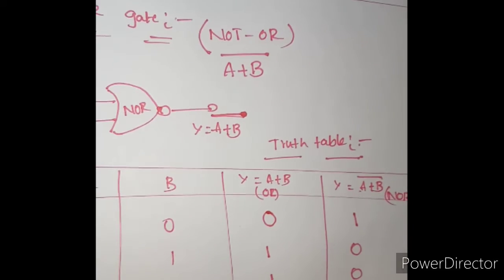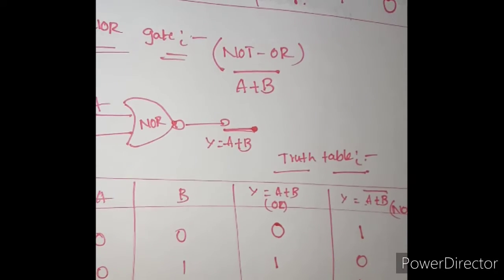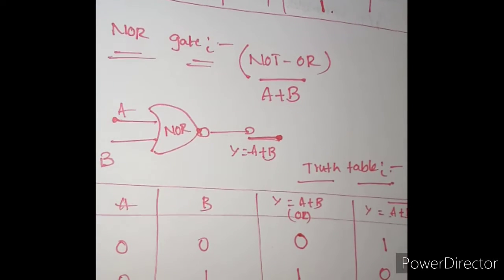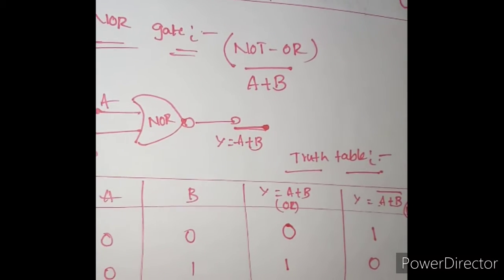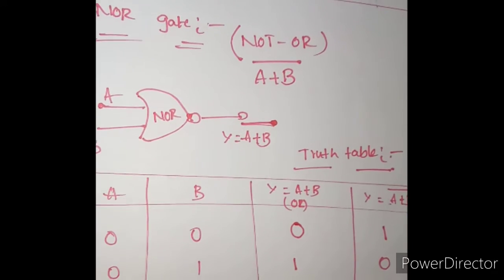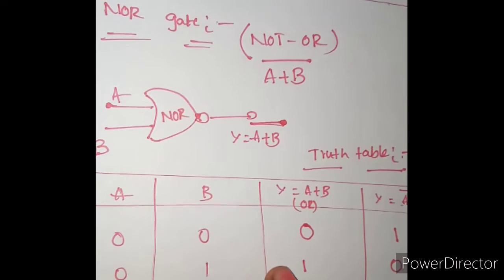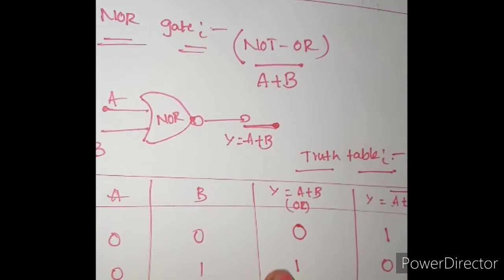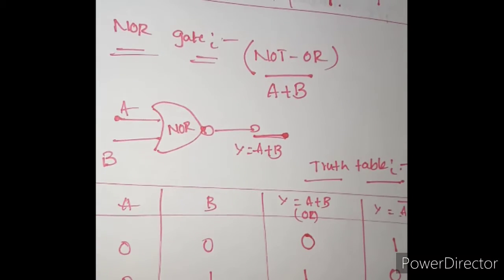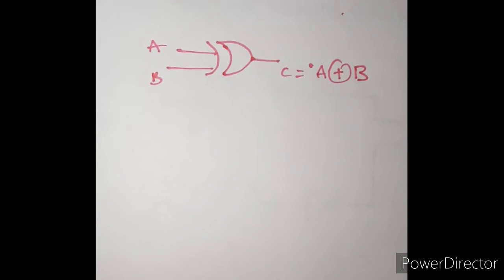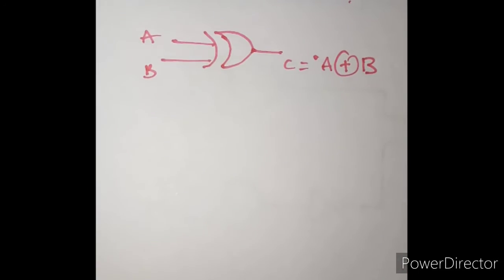Here, when all the inputs are low, the output is high. When any one of the inputs is high, the output is low. This is the NOR gate. Coming to the XOR gate.